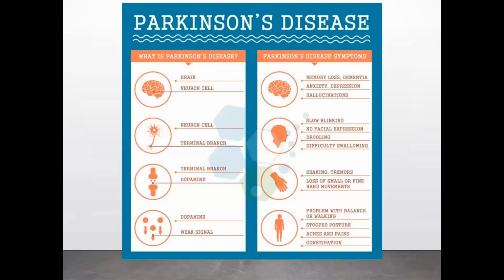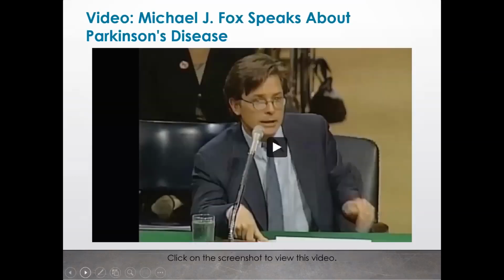So what does that look like? What are some of the symptoms? Memory loss, dementia, anxiety, depression, hallucinations. They might have problems with facial expressions, drooling, difficulty swallowing. As we said, shaking and tremors are going to be some of the biggest symptoms that you might be able to see. And then problems with balance, walking, stoop posture, aches and pains are also symptoms of Parkinson's disease.